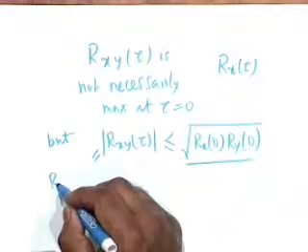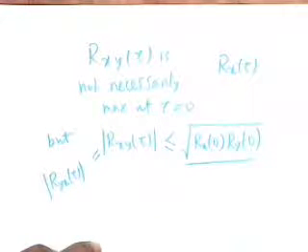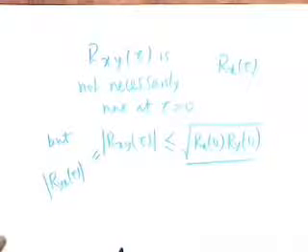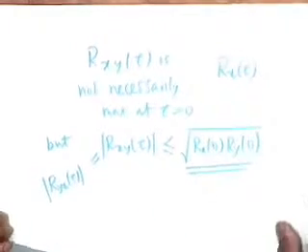Similarly, Ryx of tau. Will it necessarily reach this value? Yes, it will reach this value. The maximum does not necessarily occur at tau equal to 0, but the maximum value is this. This is why it is less than or equal to.